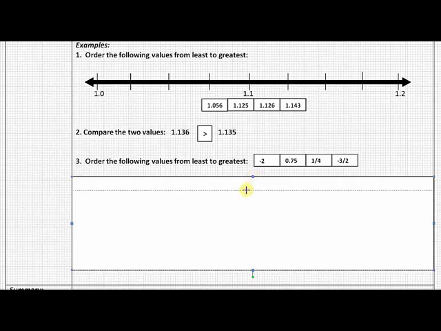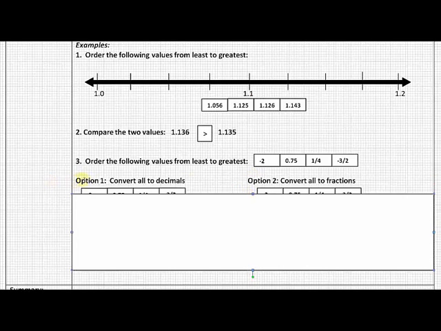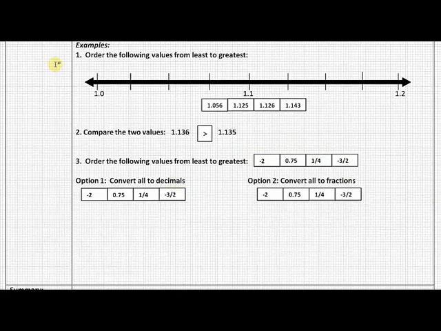So we really have 2 different options. Our first option is that we can convert them all to decimals. And our second option is that we can convert them all to fractions, because those would be the 2 main forms that we're dealing with. So what I've done here is just copied them down, but let's go ahead and try it out with this first option. Let's convert all of them to decimals and see how we do.